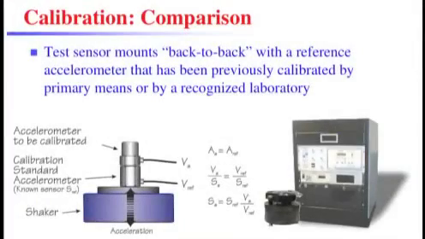The comparison or back-to-back method is performed by mounting the sensor under test directly to the surface of the reference standard, which has a calibration traceable to one of the national labs. The fundamental assumption made is that the acceleration of the reference accelerometer and the acceleration of the sensor under test is equal.